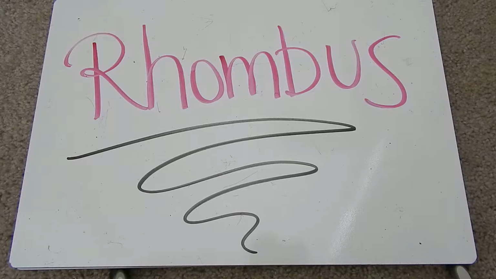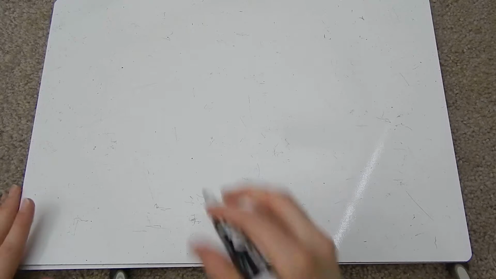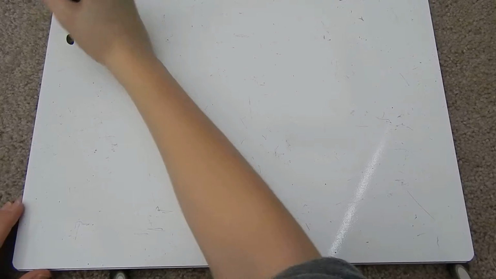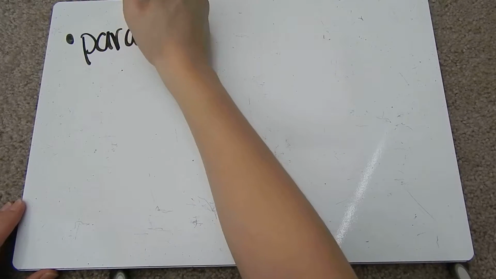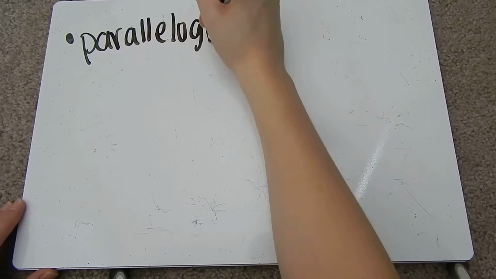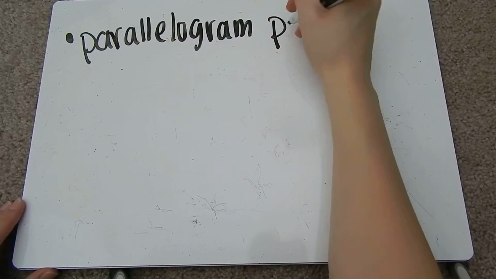Today's lesson is over rhombuses. So let's first go over the properties of rhombuses. So the first one is it shares all the same properties as a parallelogram. So parallelogram properties.